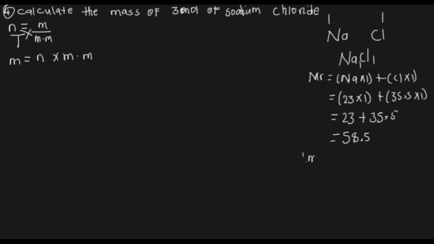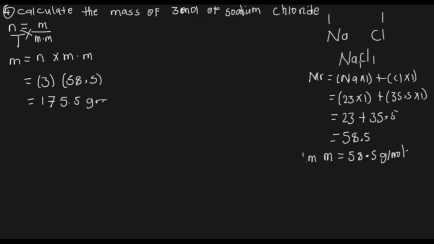So therefore molar mass is equal to 58.5 grams per mole. So now we can substitute this into this formula. So the number of moles is 3, then molar mass is 58.5. So 3 times 58.5, we have 175.5 grams. So since we are looking for mass, we have grams. Okay, now let's move on now.